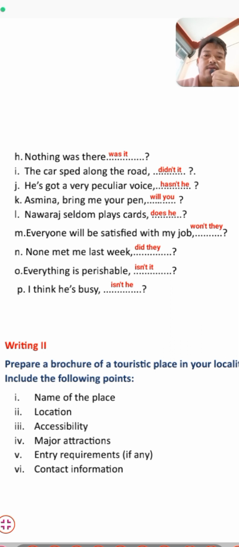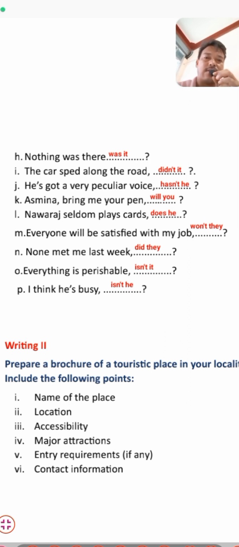Asmina, bring me your pen, will you? Navraj seldom plays cards, does he? Everyone will be satisfied with my job, won't they? None met me last week, did they? Everything is perishable, isn't it? I think he's busy, isn't he?